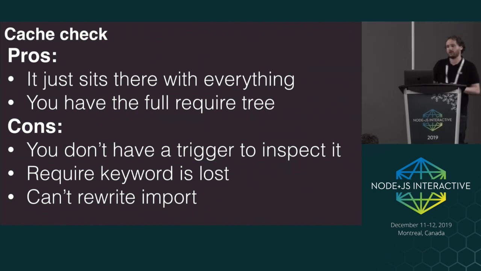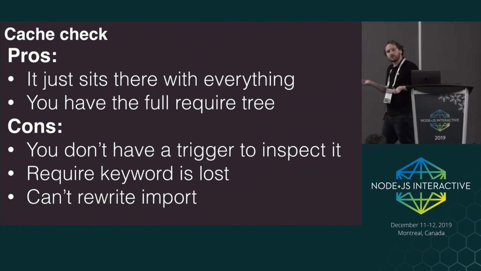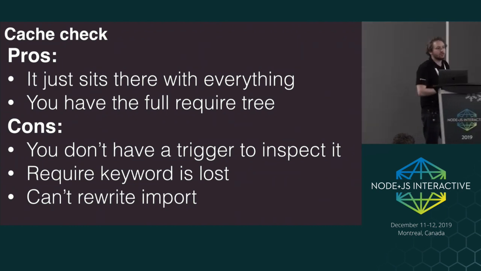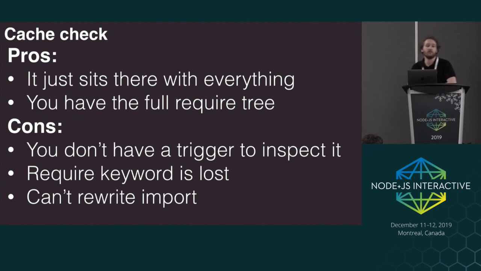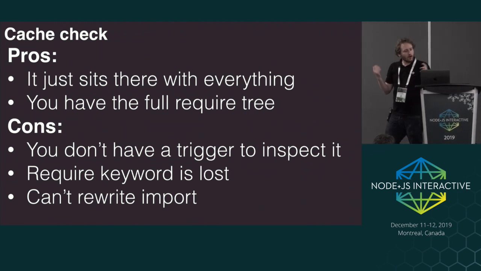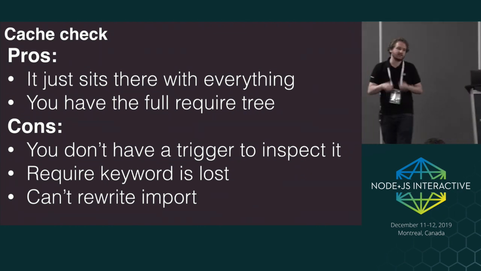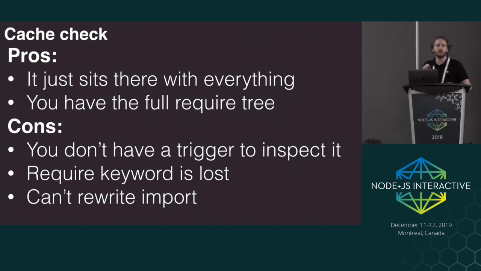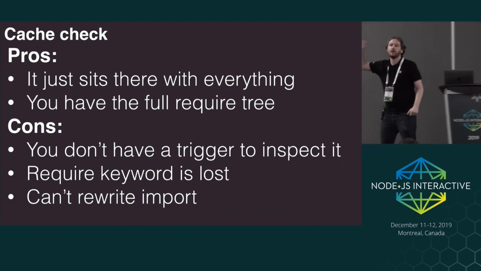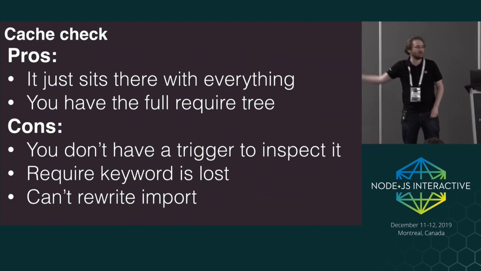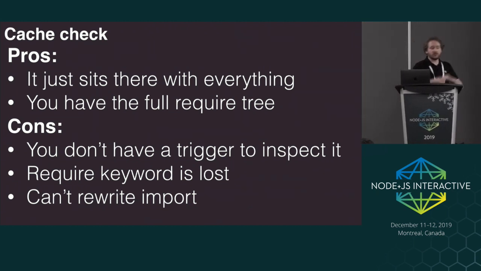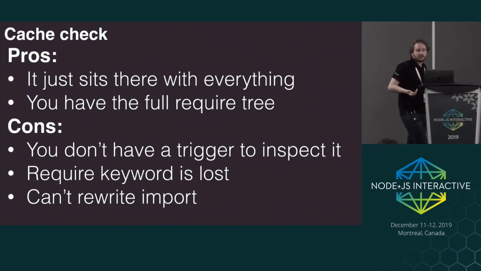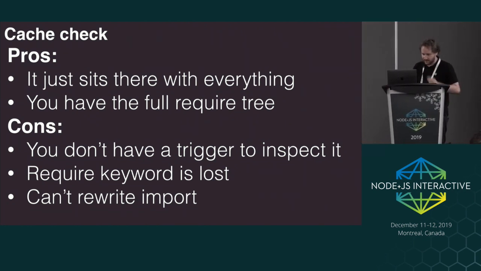You have the full require tree, but first of all, you don't know when to check it. So let's say you want to instrument Node.js. It's an arbitrary decision to check the cache at one time and not 5 minutes later. You don't know what people have passed as an argument to require. You just know what is the module that has been loaded, but you don't know that require express actually loaded express.js/index.js. And you can't rewrite the import. You can't modify the module as it is loaded in Node.js. And that's maybe something you will want to do, and we'll see later why.